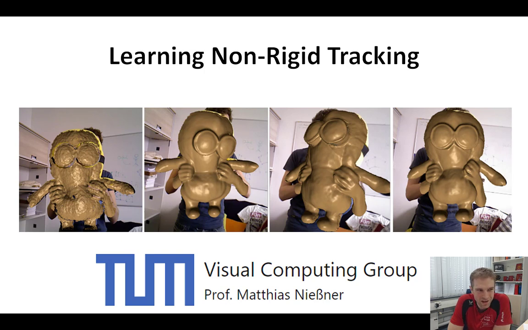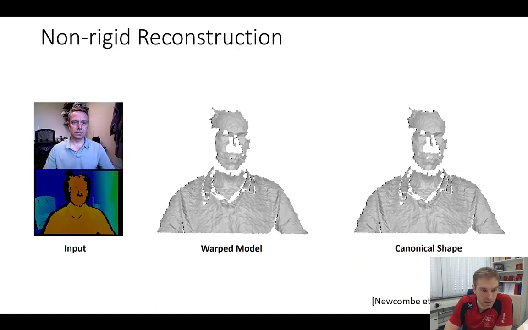My name is Matthias Nießner and I will talk today about learning non-rigid tracking. Of course, many of you know how to do 3D reconstruction, and one of the very seminal works for non-rigid reconstruction was the DynamicFusion paper by Richard Newcombe. The idea of this line of work is that rather than focusing on a specific template, like a human body, a hand, or a face, you actually want to reconstruct arbitrary shapes, arbitrary objects that are non-rigidly moving.